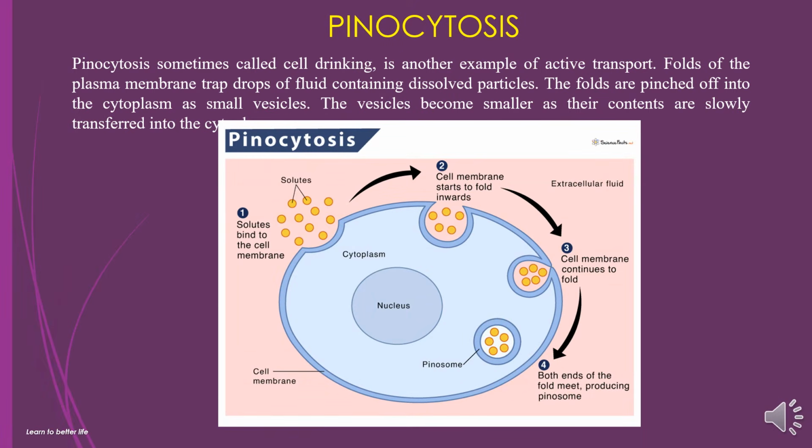Pinocytosis, sometimes called cell drinking, is another example of active transport. Folds of the plasma membrane trap drops of fluid containing dissolved particles. The folds are pinched off into the cytoplasm as small vesicles. The vesicles become smaller as their contents are slowly transferred into the cytoplasm.